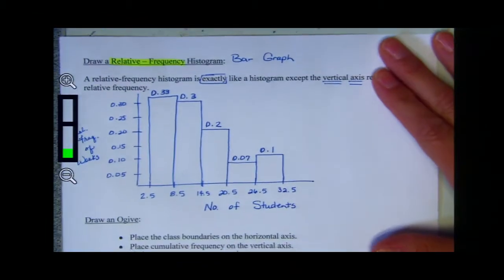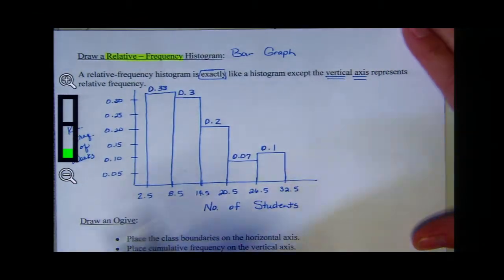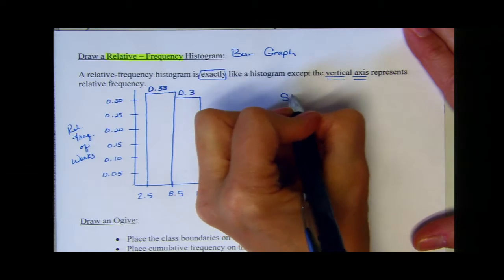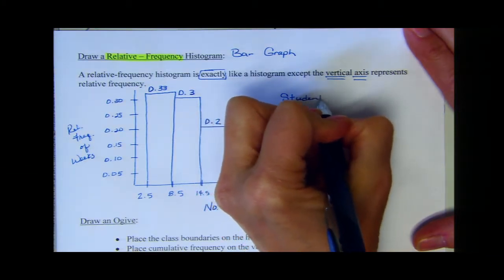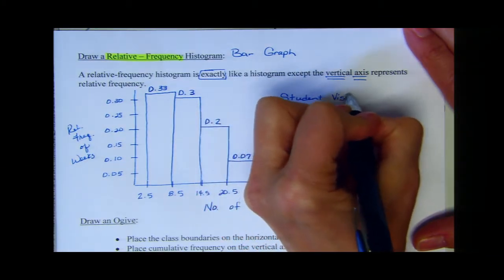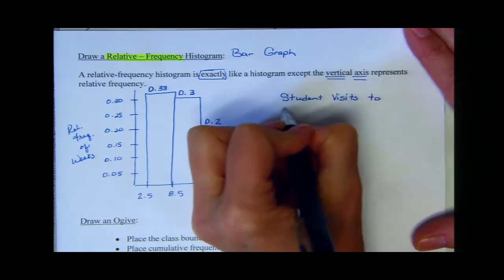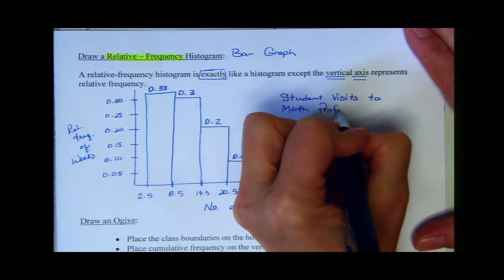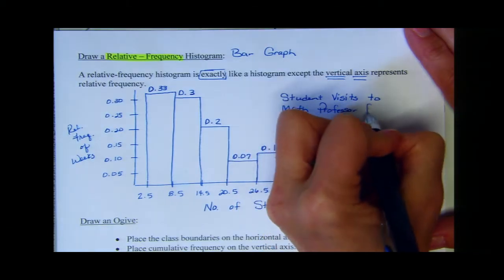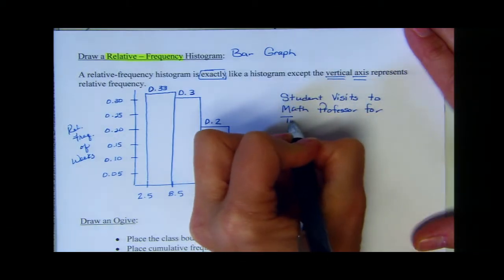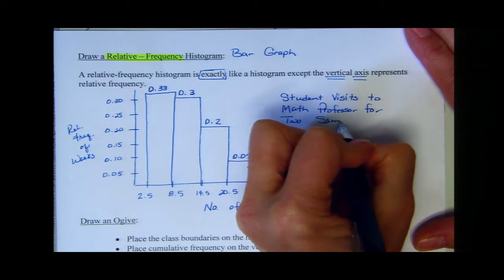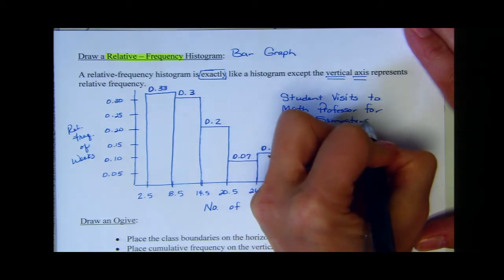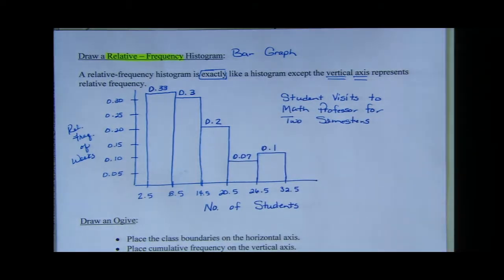Now, what we don't want to forget to do is title, and I'm just going to leave the same title. Student visits to math professor for 2 semesters. And there we go. That's your relative frequency histogram.